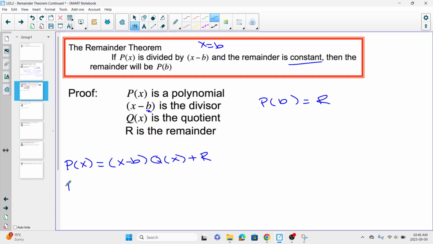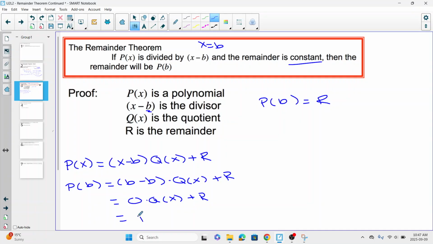So let's see what happens if we sub b into our division statement. We're replacing x with b. We have b minus b multiplied by the quotient function plus the remainder. Well, b minus b is going to be 0 times the quotient function plus the remainder. 0 times anything is just 0. So this is all 0 plus the remainder, meaning that p at b is and will always be equal to the remainder if the function was divided by x minus b.